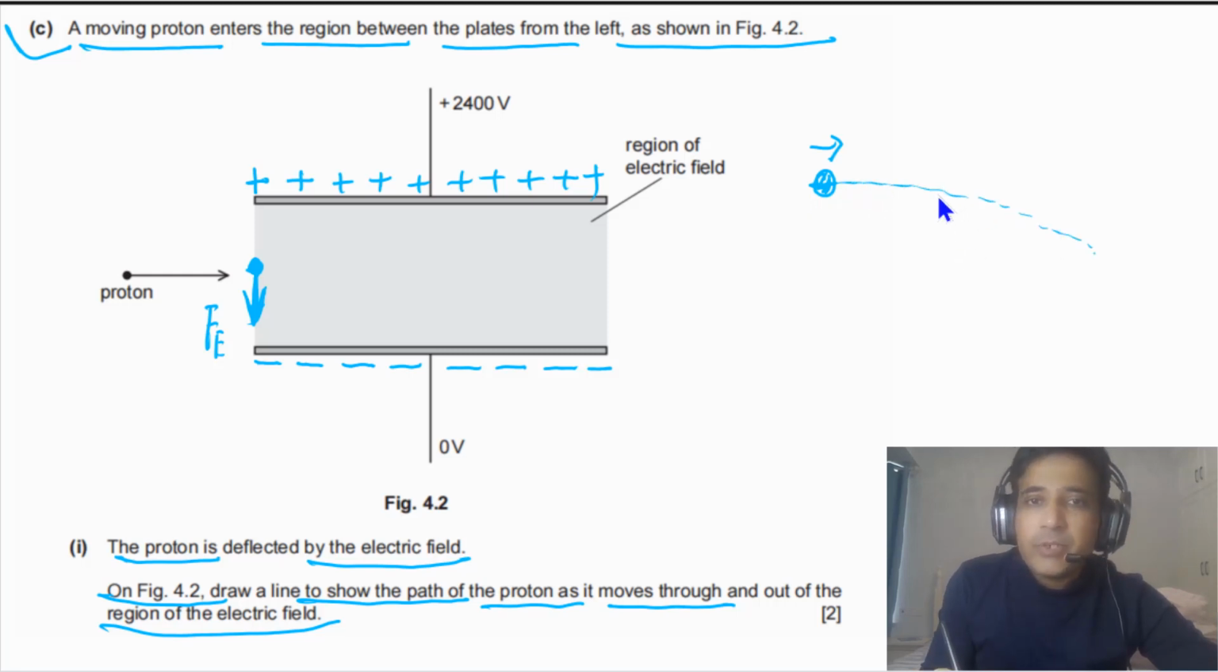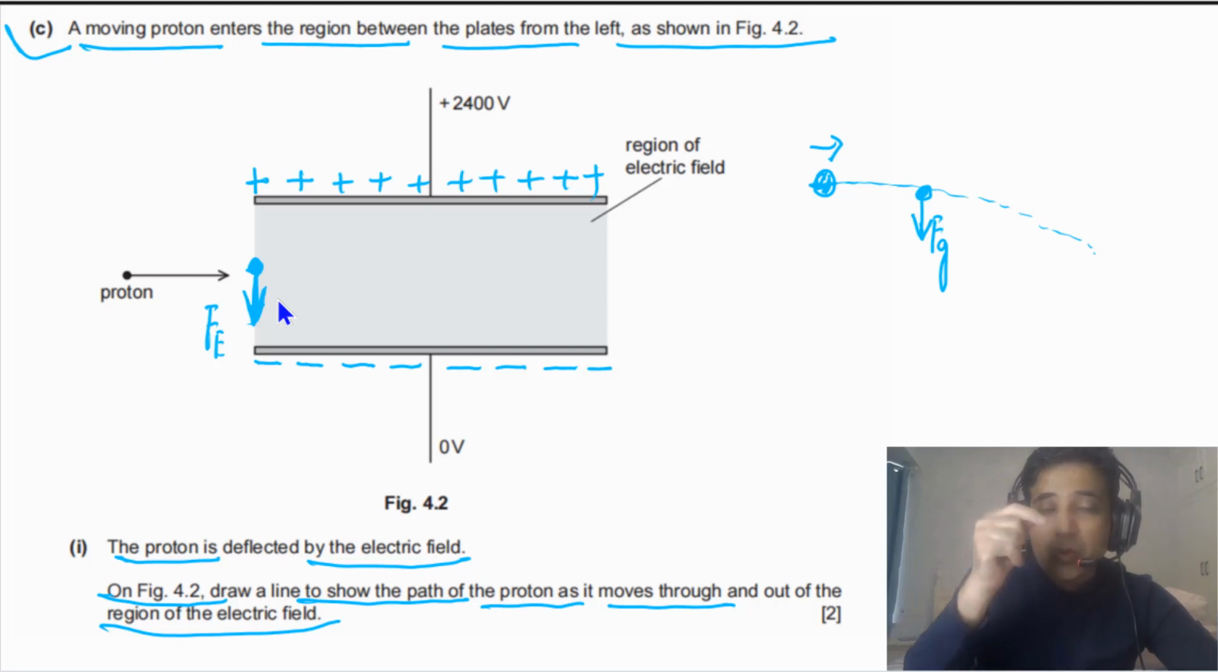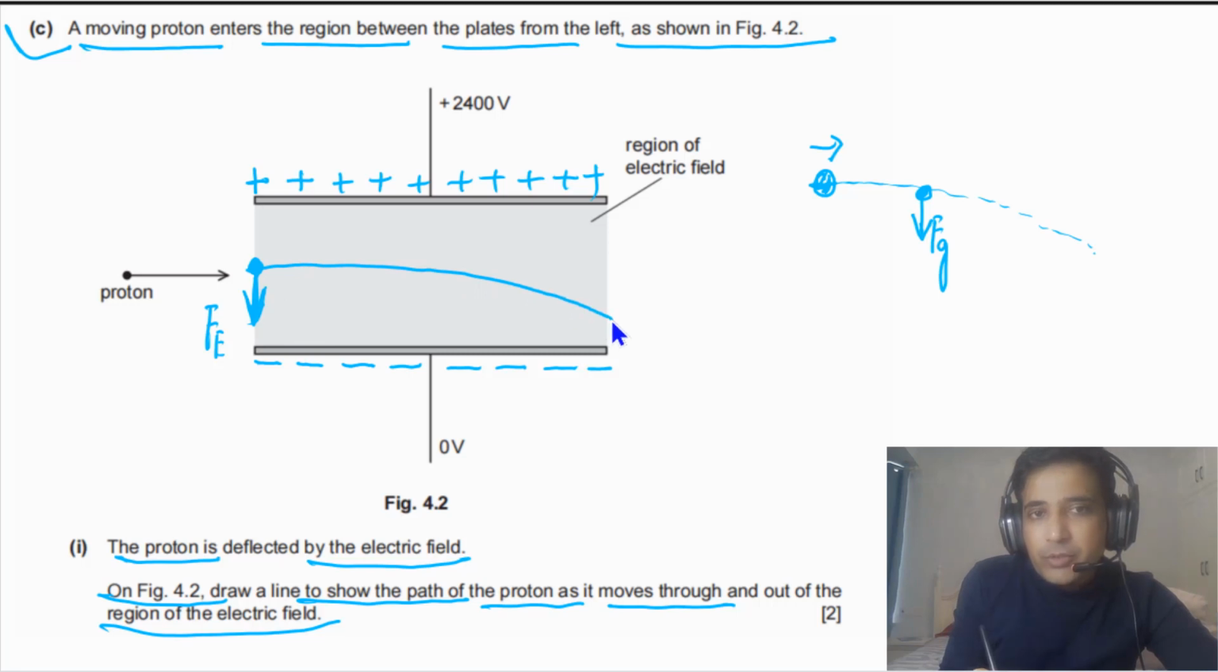So the path of this one inside the field has to be parabolic like this. And outside of the field, this will be just a straight line. So simply we can draw a straight line. So this is the path of the proton in the field and outside of the field. Outside of the field, simply you can draw a straight line.